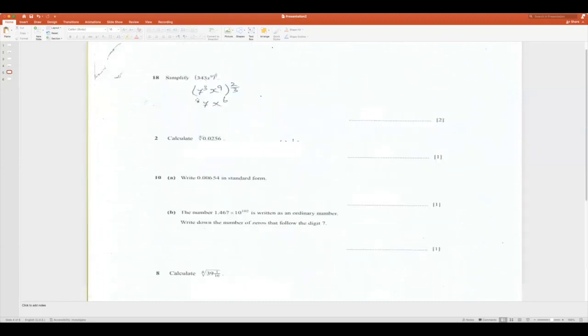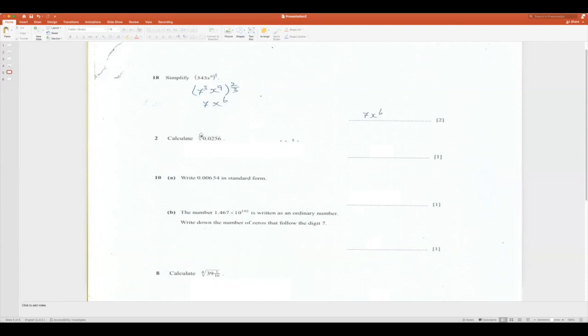Simplify. 343 we can write as 7 to the power 3, 7 into 7 into 7. x to the power 9. This is common. 2 over 3. So 3 to 3 cancel. Here 3 times 3. 7 into x to the power 6.